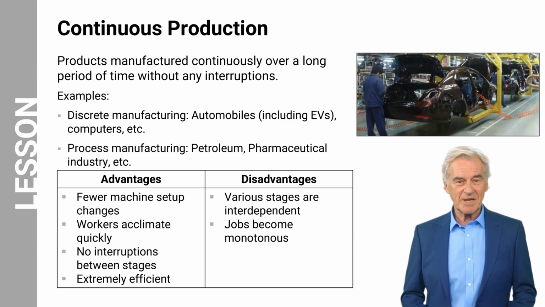But continuous production also has its disadvantages. If there is a machine breakdown at any stage of the production, it may halt the production in the subsequent stages even if those stages are working fine. Also, since the workers perform the same tasks repeatedly, their job might become monotonous and unexciting.